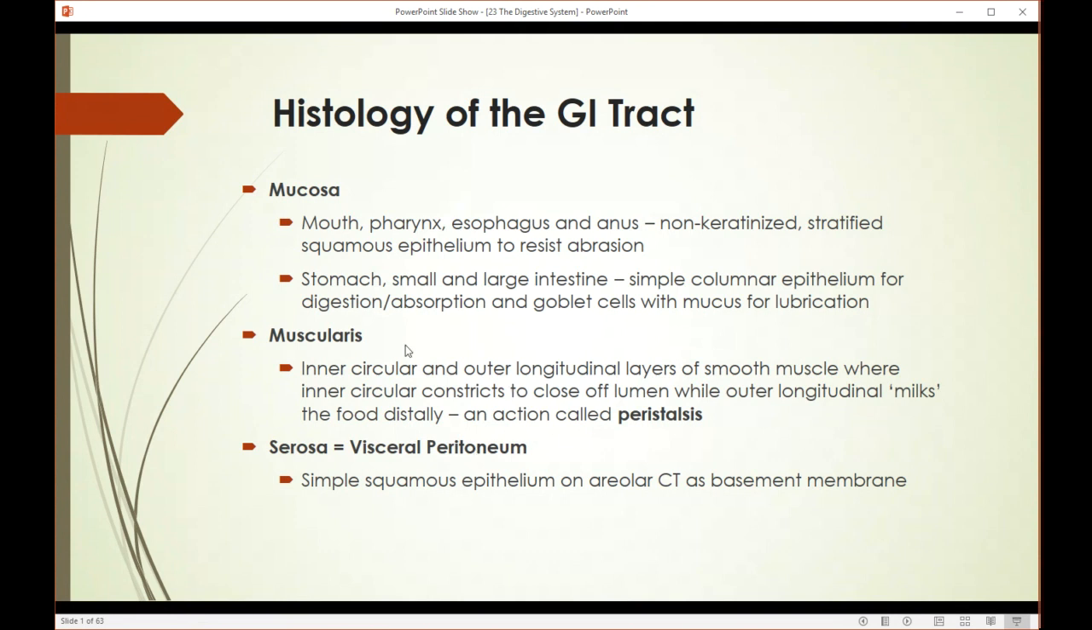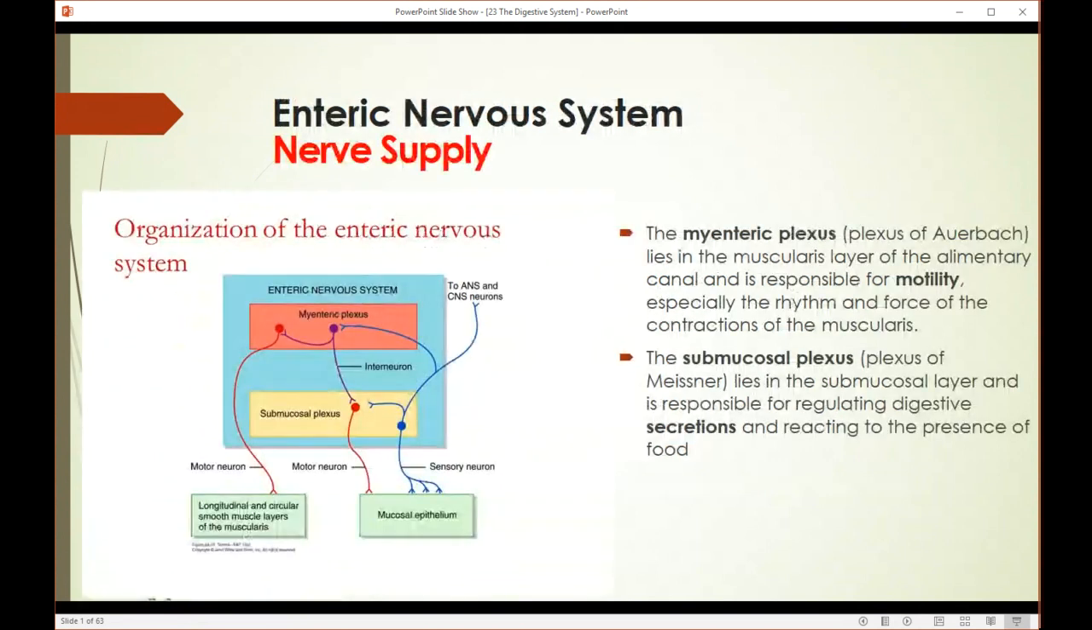Then we have the muscularis. Remember that muscularis is inner circular and outer longitudinal layers of smooth muscle, and that's where we can sort of milk that food out. And remember that action is called peristalsis. The serosa and the visceral peritoneum are the same thing, just two different names for the exact same structure. We have simple squamous epithelium, and it sits on an areolar connective tissue, which forms the basement membrane.